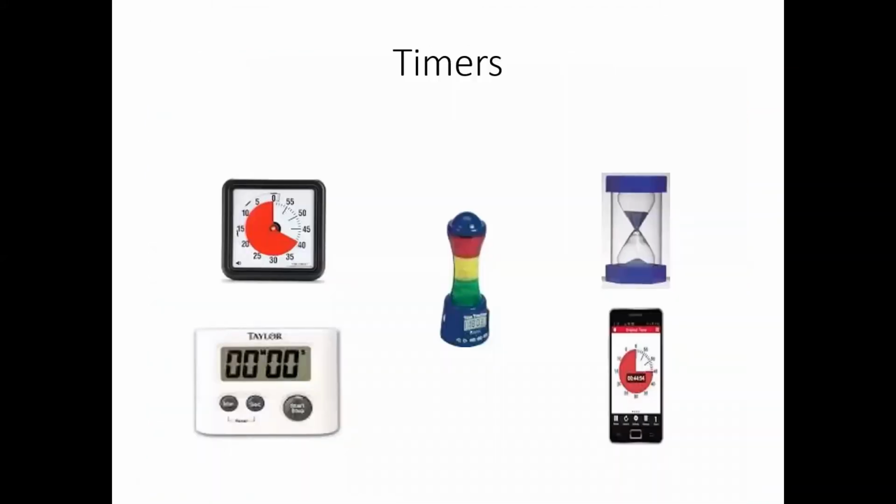Here are some other timers that are often used to support autistic people. So time timers, digital timers, sand timers. There's many different apps that you can get on your phone, or the red light, green light timer there in the middle. So this can just help with how much time is left in an activity, or how much time until home time, how much time until my turn.